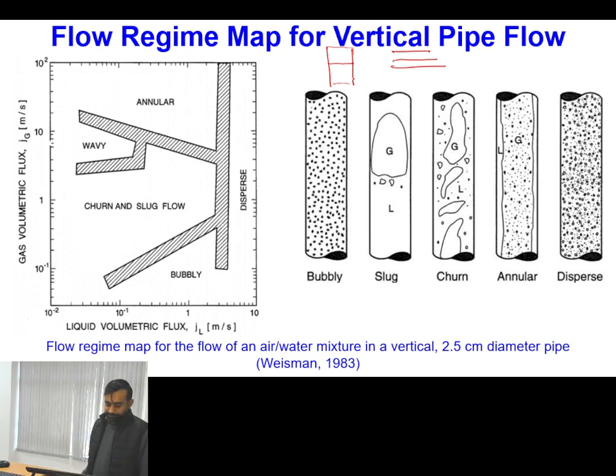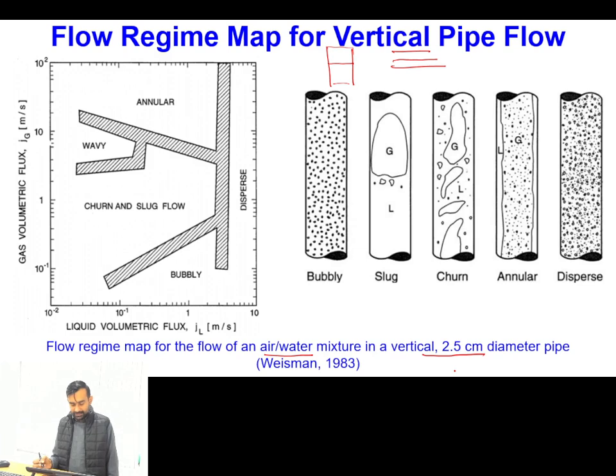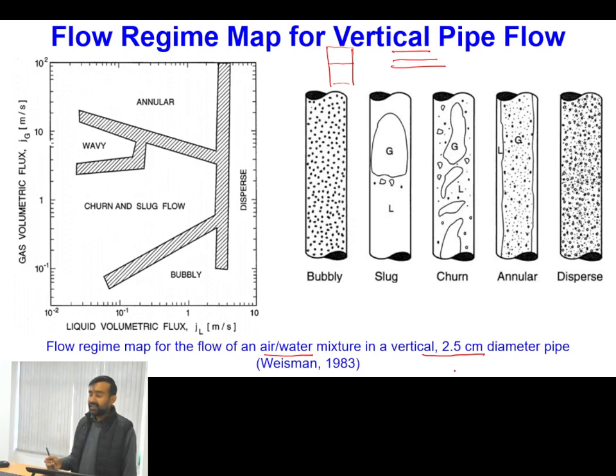Let us talk about the flow regime map for air water flow in a vertical tube of 2.5 centimeter diameter, again under adiabatic flow conditions. Here, one regime is shown which is typically observed when the liquid volumetric flux is high and the gas volumetric flux is low. In this region, gas velocities are less in comparison to the liquid velocity.